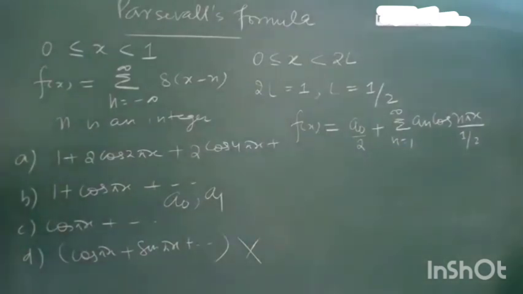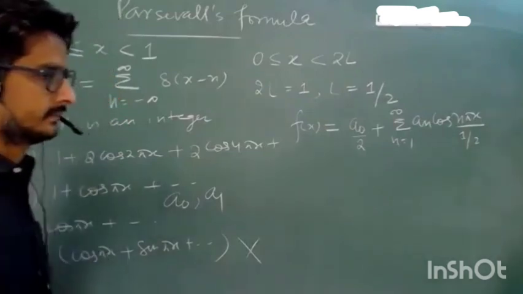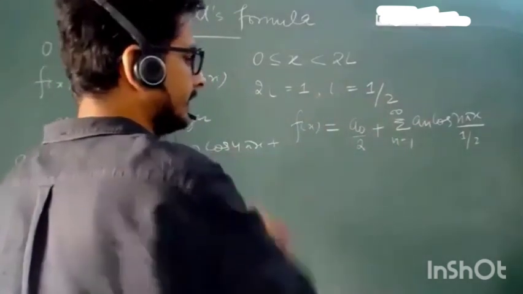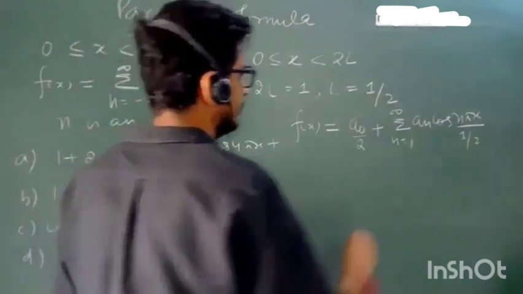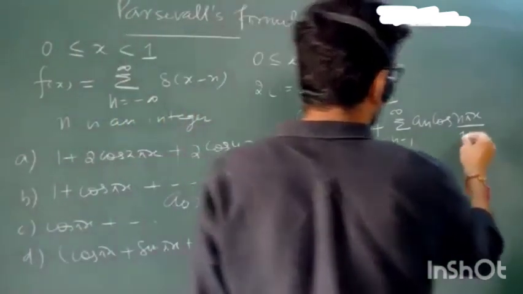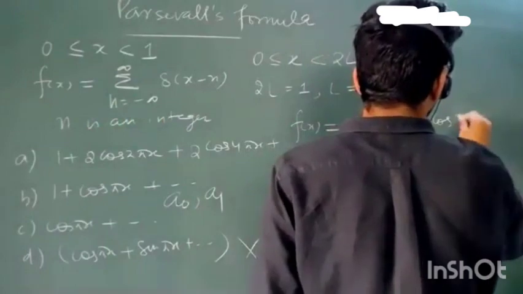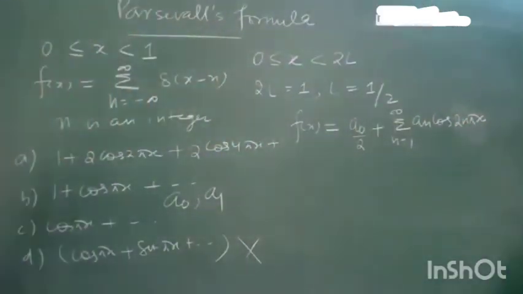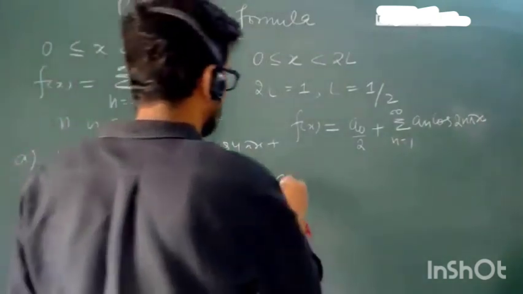Sir, इस केस में फंक्शन इवन कैसे है? Symmetric about y axis. जैसा y axis के right है वैसा ही y axis के left है. So this will become cos 2n pi x ना, cos 2n pi x. So let us calculate. What will be the value of a naught?